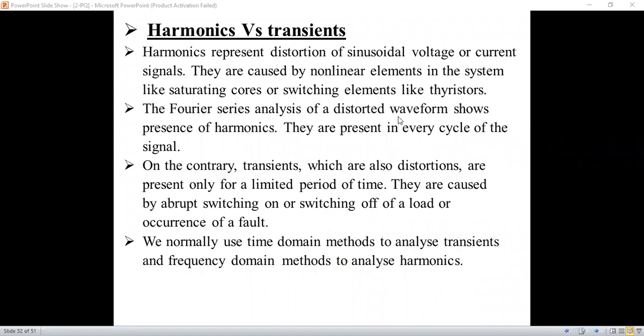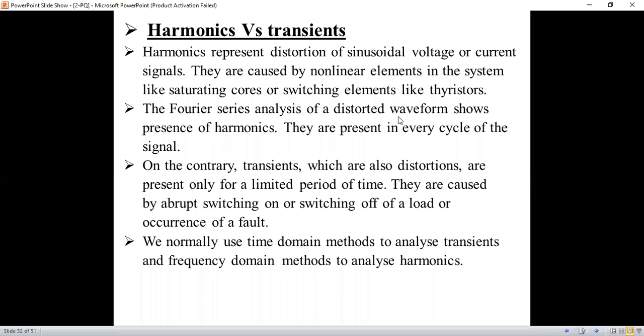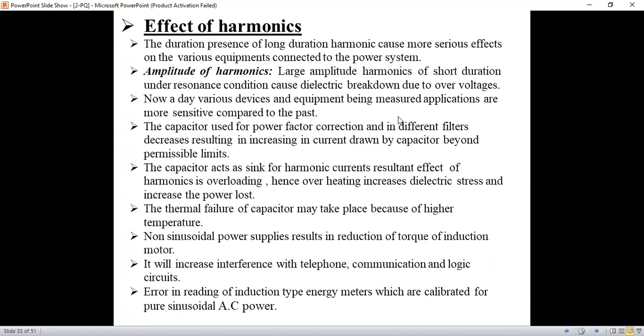Okay. Next, we will go for the effect of harmonics now. We have discussed harmonic sources, what the sources for harmonics are and how we are going to locate them. How the power system responds and its characteristics we have discussed. And what is the difference between harmonics and transients we have discussed. So now, if the harmonics are present in the system, what effects are we going to feel, what are the changes that will be there? That we are going to discuss now.